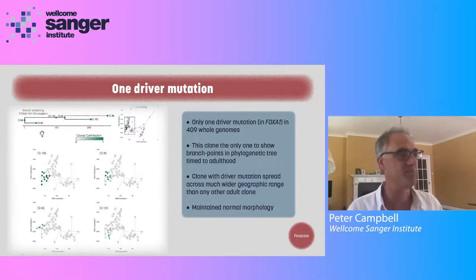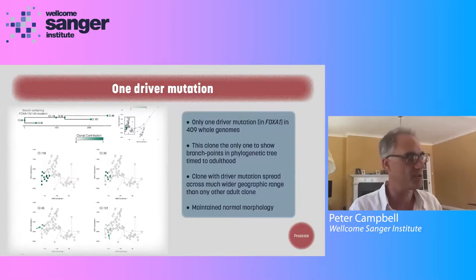And so it is tempting to suggest that this kind of wider geographic scope and greater expansion of an adult clone is initiated by this driver mutation. But overall, in normal prostate, driver mutations are relatively rare. Interestingly, although this clone had a driver mutation, the morphology of these ducts was relatively normal. Certainly there was no sign of this being actually a prostate cancer or even an intraepithelial neoplasia.